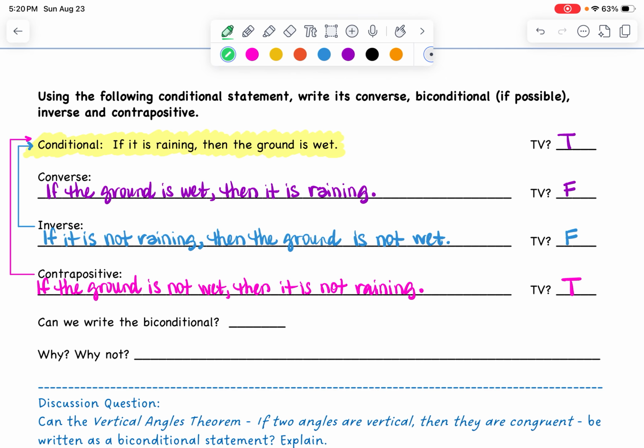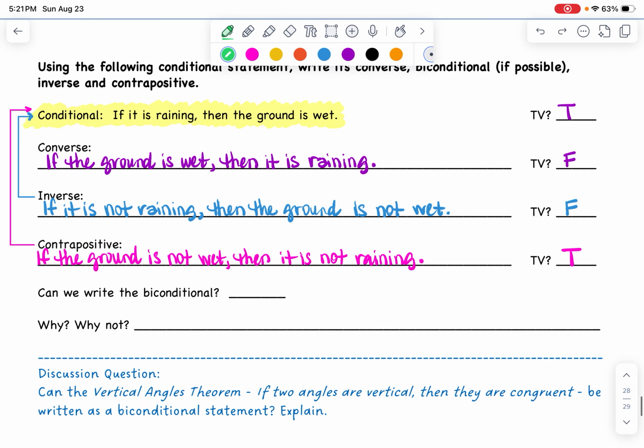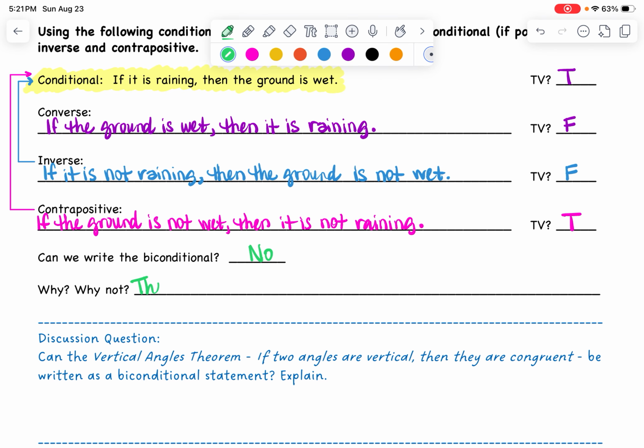All right, our next question is, can we write this original conditional as a biconditional? If you remember up here in the box, the only way to be able to write a biconditional is if the conditional and the converse are both true, right? So if we go back here, clearly that is not true in this particular statement. And so no, we cannot write the biconditional because the converse is false.